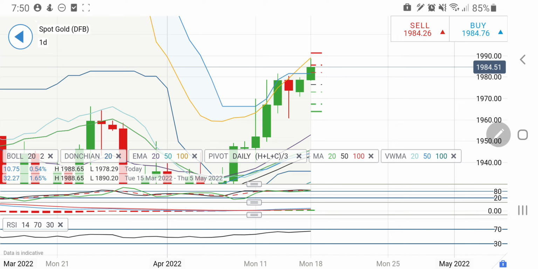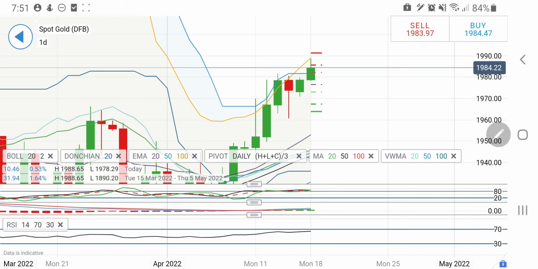Look at this. Right now it has already achieved the 1988-89 zone. So yes, you can take a long entry only at 1988 levels now. Right now trading at 1984, you can take a long entry at the 1988-89 zone. Then you can expect 1991 and 1998 levels. On the downside, take a short entry at 1978, then you can take a target of 1975, 1970, 1965 and 1960.